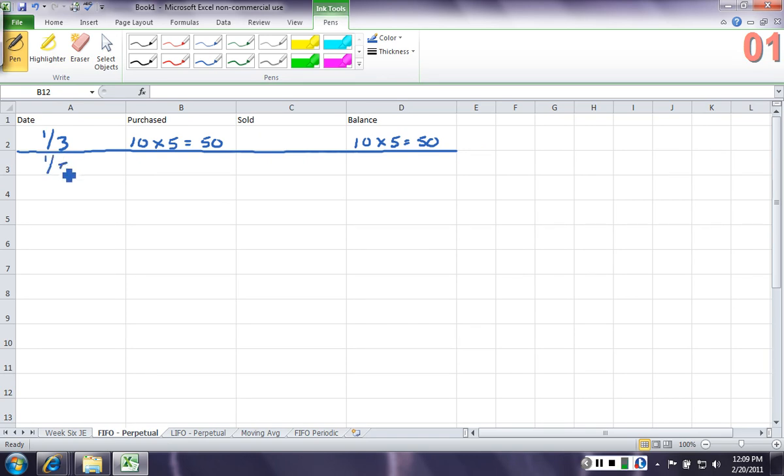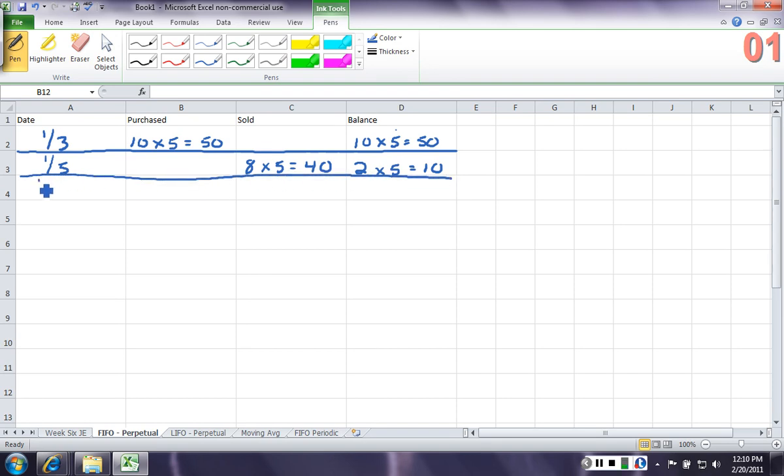Then on the 5th, we sold 8 units. Well, we only have one layer to take from, so they must have cost me $5, or a total of $40. I had 10, I sold 8, so I must have 2 left at $5, or a total of $10.